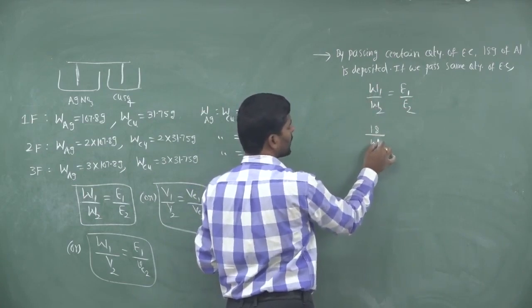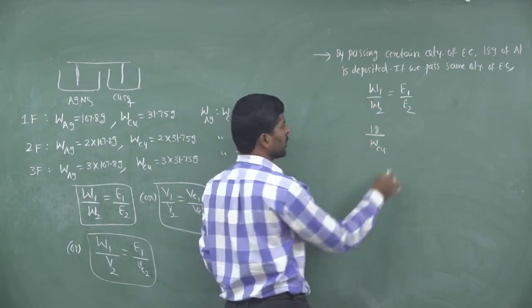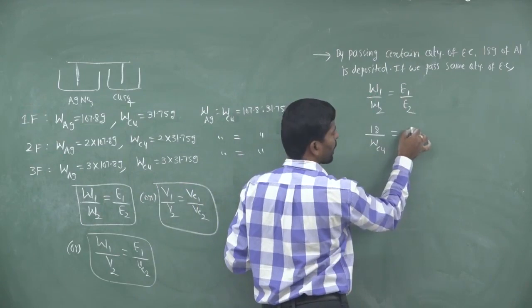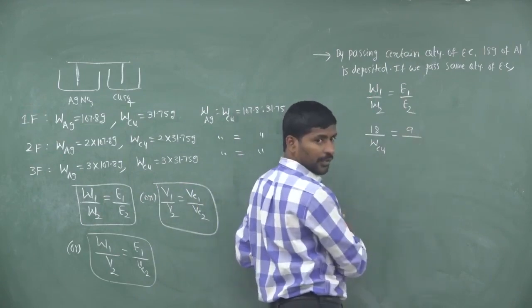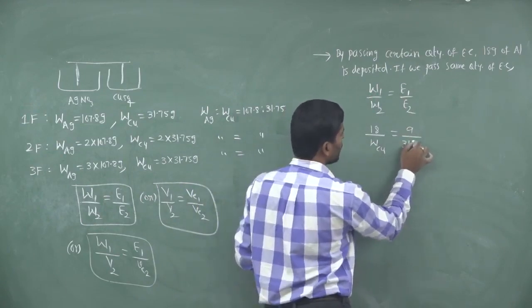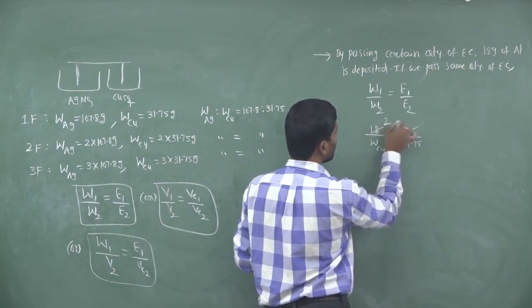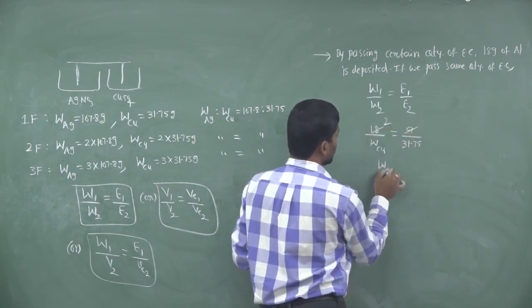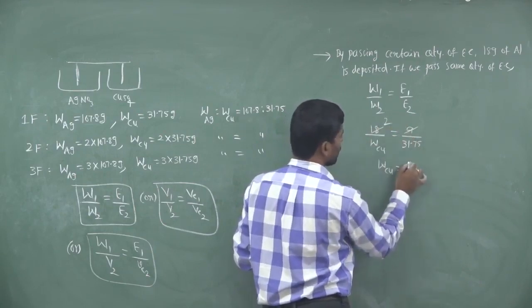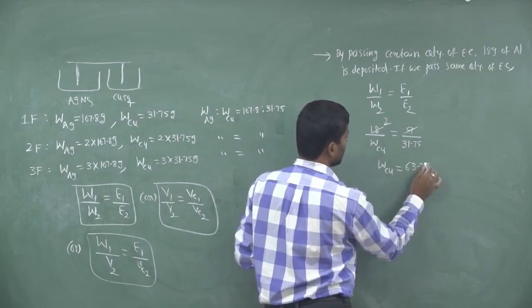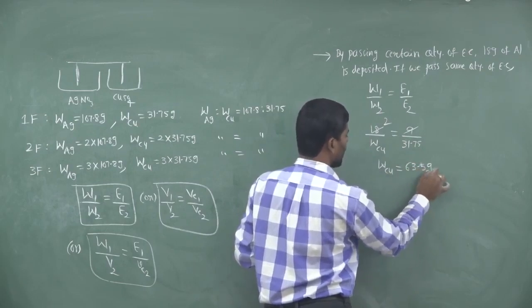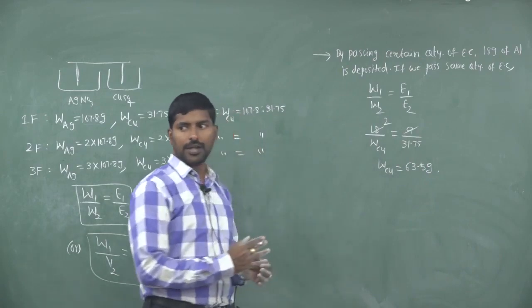What is the weight of aluminum deposited given? 18. The weight of copper deposited we want to calculate. What is the equivalent weight of aluminum? 9 grams. What is the equivalent weight of copper? 31.75. So 9 ones are 9, twos are 18, so 31.75 into 2, 63.5 grams. That is the weight of copper deposited.